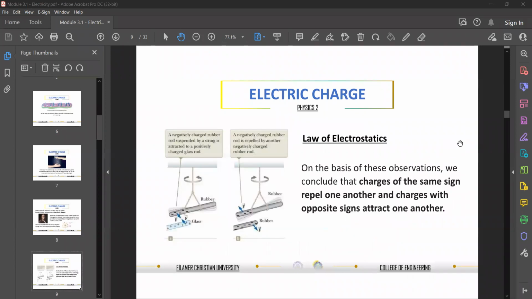So what are the laws of electrostatics? On the basis of these observations, we conclude that charges of the same sign repel one another and charges with opposite signs attract one another. The same goes with the magnet. Di ba? Ano ang nag-attract? The opposite sides attract but the same sides repel. So the same goes with the laws of electrostatics. Parang magnet din siya.